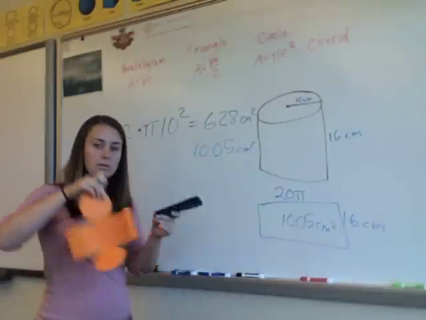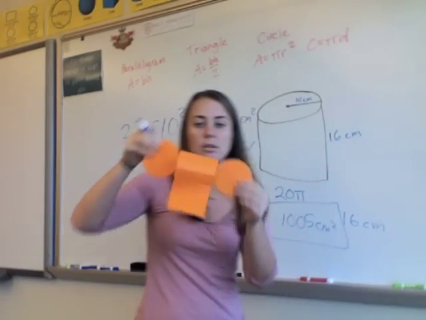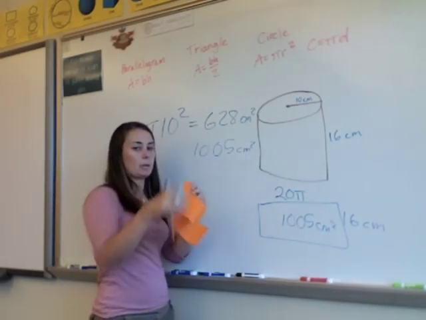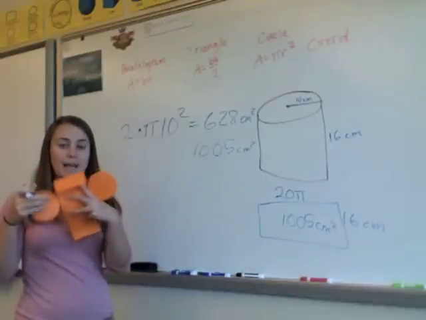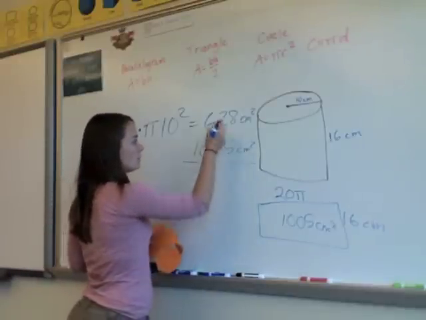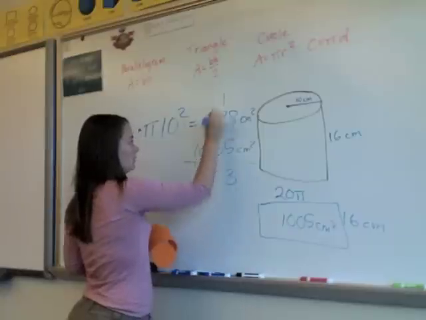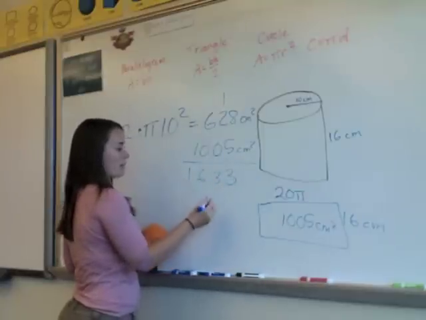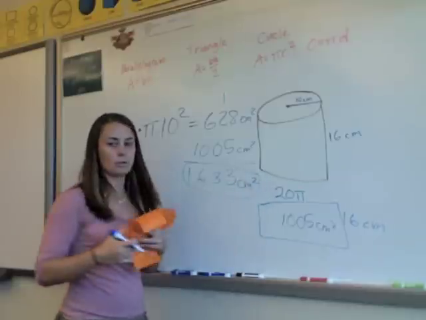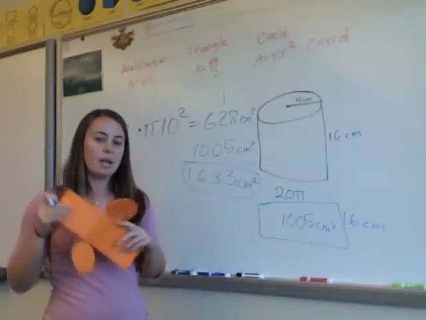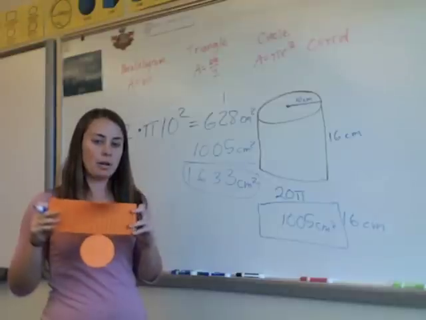2 circles all together are 628 because they were each 314 individually. So now we've got to add it all up. 1,633 centimeters squared. It's the surface area. Okay. So this is definitely the hardest of all of them.